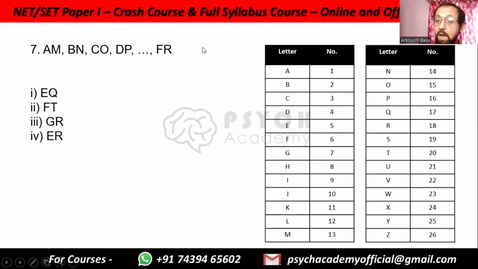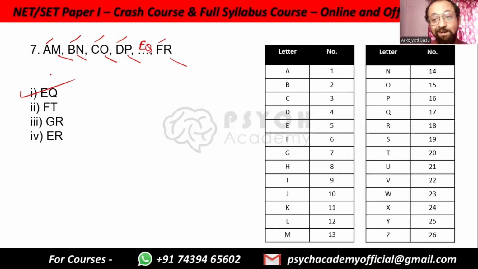AM, BN, CO, DP, gap, FR. So this is a dual letter series. Now one easy thing to remember for dual letter or triple letter series is that don't treat them always as dual letters. Okay, these are basically two independent series that have just been clubbed together. So you can see out here A, B, C, D, E, F. We can also see out here M, N, O, P, Q, R. Two independent series just clubbed together. So answer is EQ, emotional quotient, which we need to have.